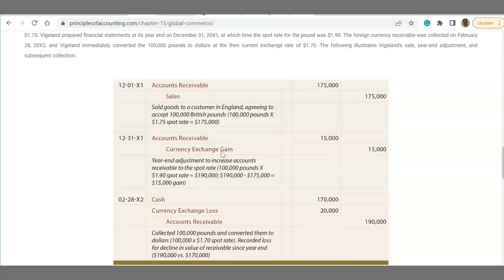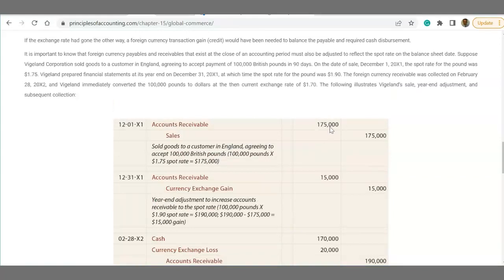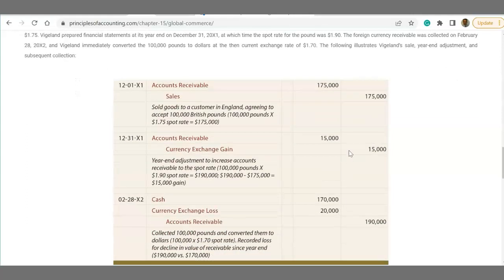This is the end of year example. So in this accounts receivable, let's say you sold something to England, agreeing to accept 100,000 British pounds, and that's at a spot rate of $1.75. So that's $175,000 accounts receivable at that moment, right? But that was December 1st. Right on December 31st, you need to prepare your financial statements. So, okay, you didn't receive anything yet. So all you need to know is what's the spot rate. Spot rate is $1.90 compared to $1.75.